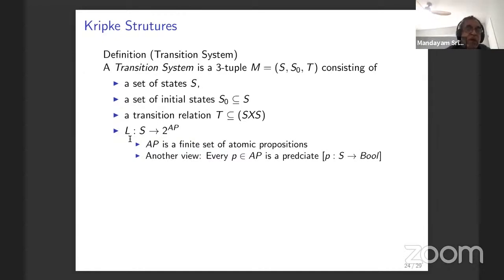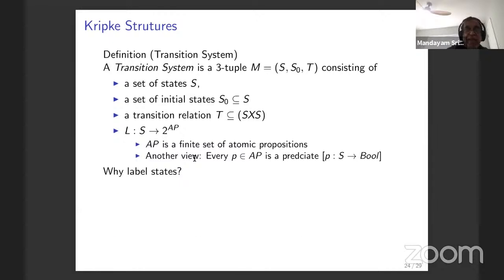we have a label for each of the states. This label assigns a finite set of atomic propositions to each state. Another way to look at it is a predicate. And the important thing to recognize is that AP is a finite set of atomic propositions. So that is a finite set, and therefore you can view it as a predicate that is either true of S or not.